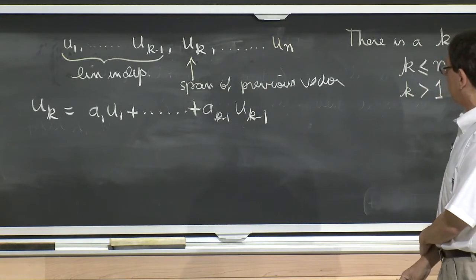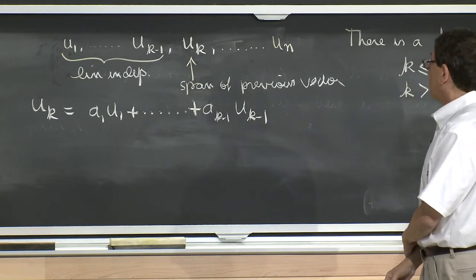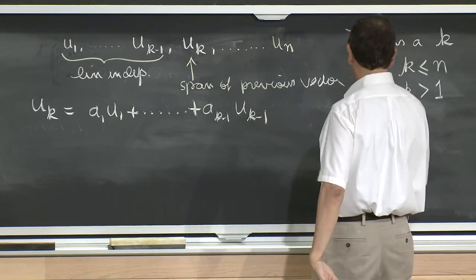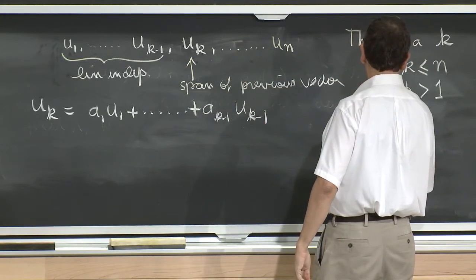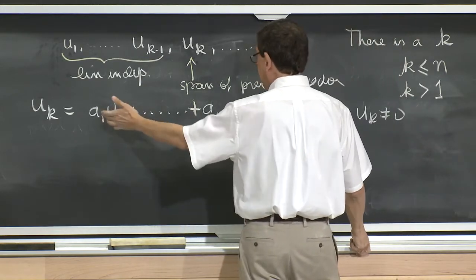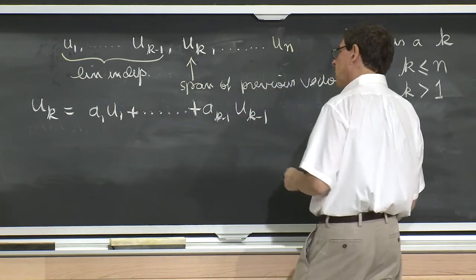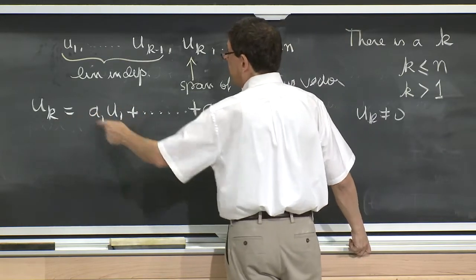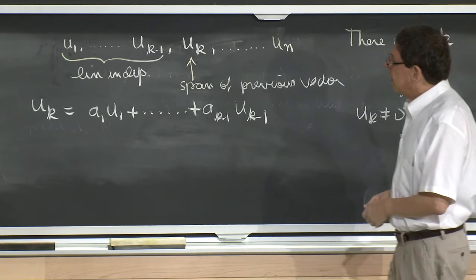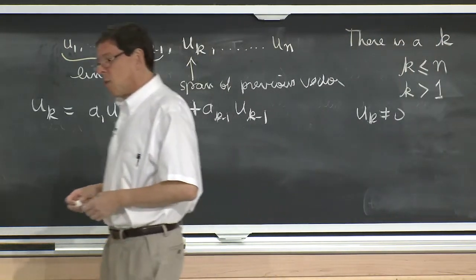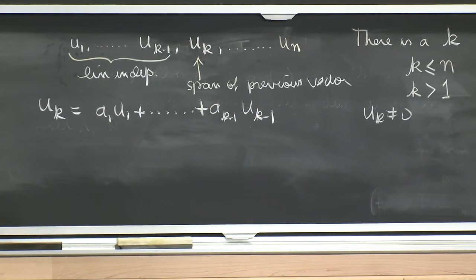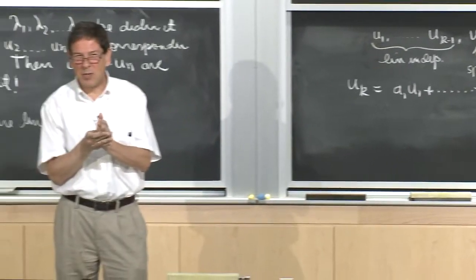That must happen. And remember, all these vectors are non-zero, so uk is non-zero. And this must happen, and some of the a's must be non-zero, because uk is non-zero. All right, so actually we've done most of the proof by now, even if it doesn't look like it, because what we do now is going to be simple.